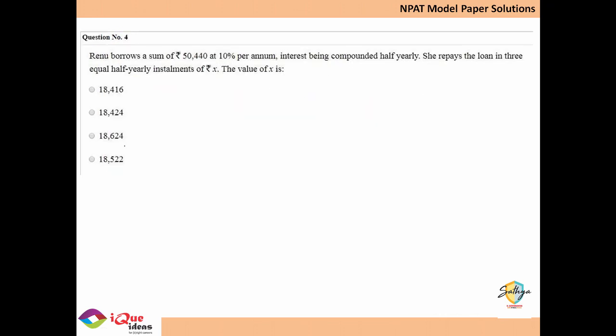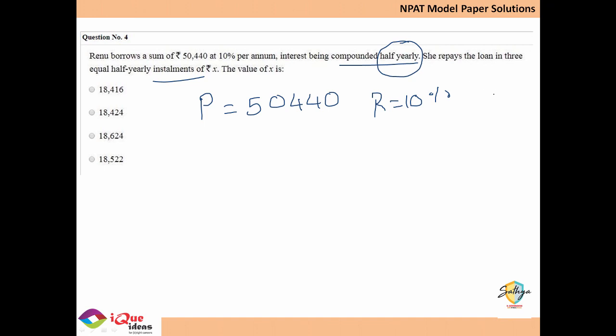The fourth question. Now this is a very typical problem, right? It is installments and it is compounded half yearly. So here I know that the principal amount is 50440. The rate of interest is given as 10%, but as it is half yearly, effectively I will take it as 10 divided by 2, that is 5%. The total number of installments that I have to pay is 3 and each installment is x.